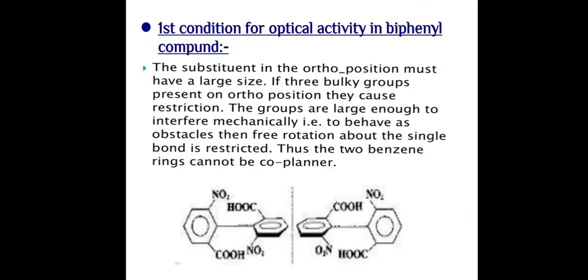Then, the second condition of optical activity in biphenyl compounds. The substituents in the ortho position must have a large size. If three bulky groups are present in the ortho position, they cause a restriction, as the groups are large enough to interfere mechanically, that is, to behave as obstacles. Then the free rotation about the single bond is restricted. Thus the two benzene rings cannot be coplanar. This is the structure.